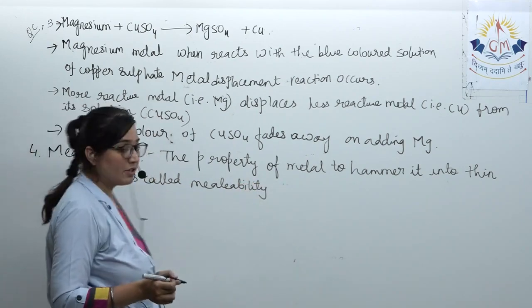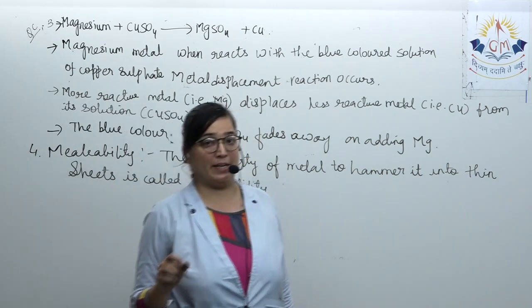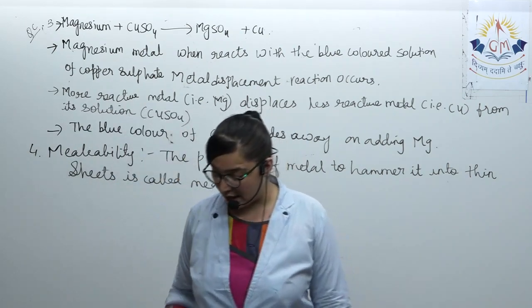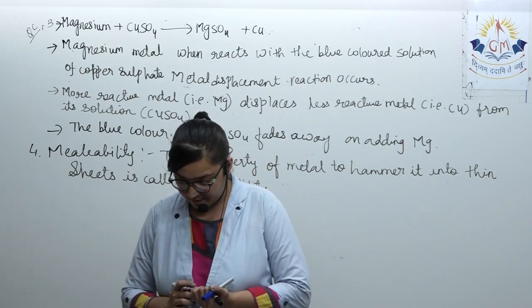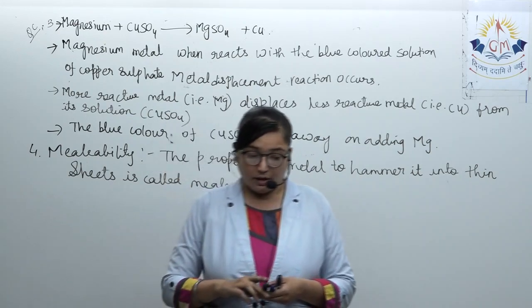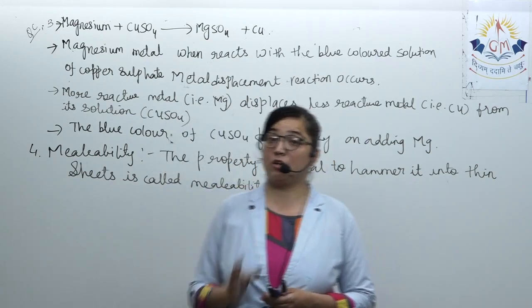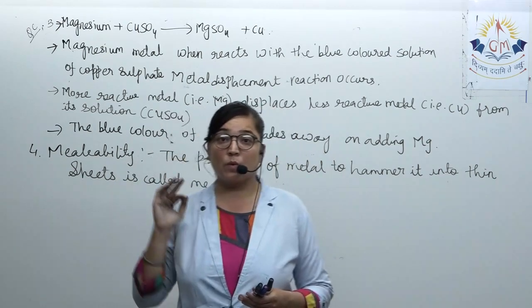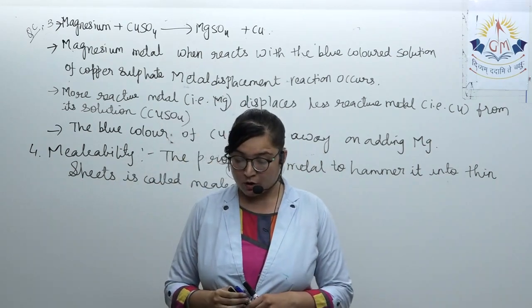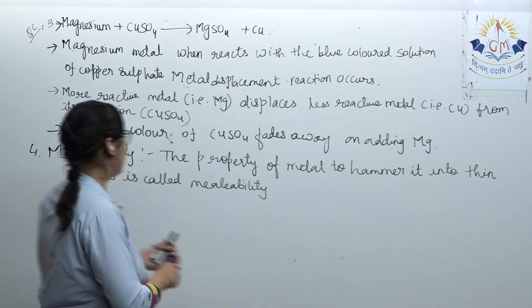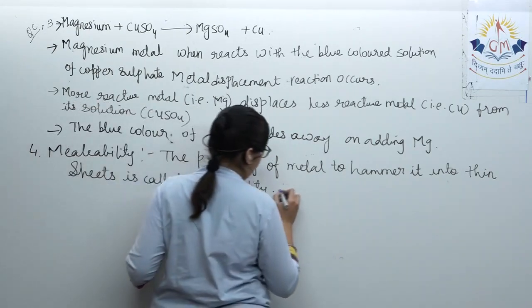This is called malleability. The most common malleable element is aluminium. Along with aluminium, silver is also hammered. So the most malleable metals are aluminium and silver.